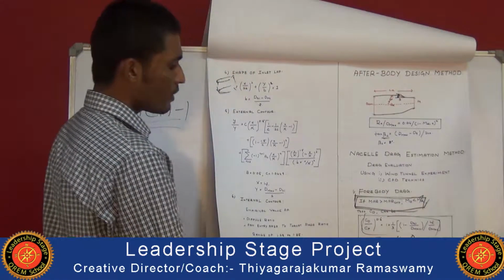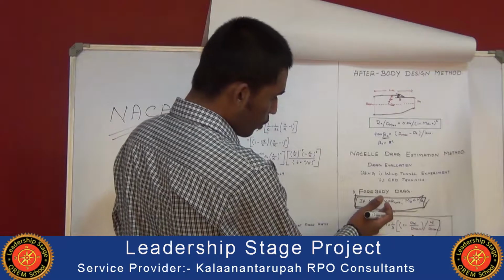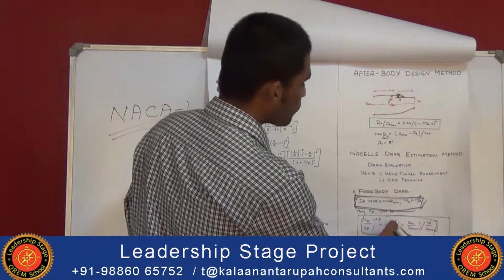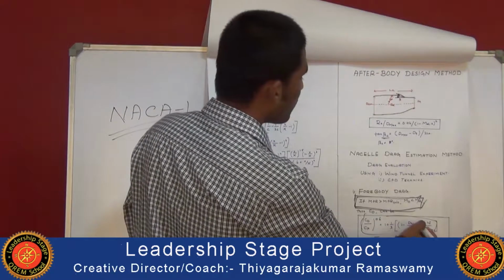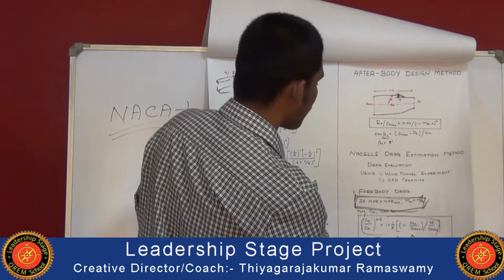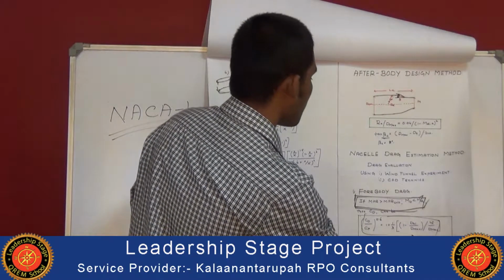Then the coefficient of drag can be written as: coefficient of drag divided by coefficient of friction equals 1 plus 1 by 3 into 1 minus DHL divided by Dmax into LF divided by Dmax, and 1 plus 7 by 4 into 1 minus MFR into Amax divided by AHL.